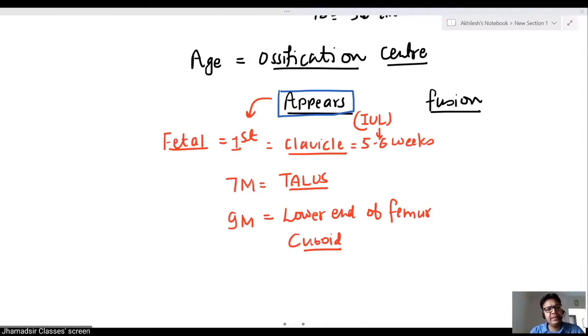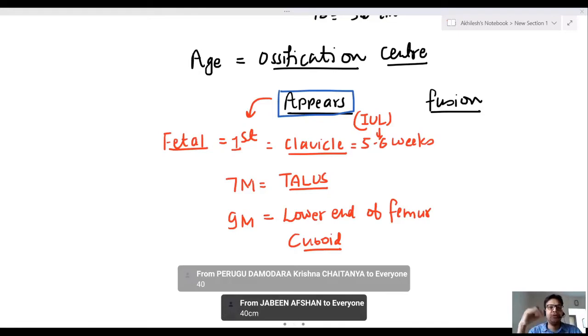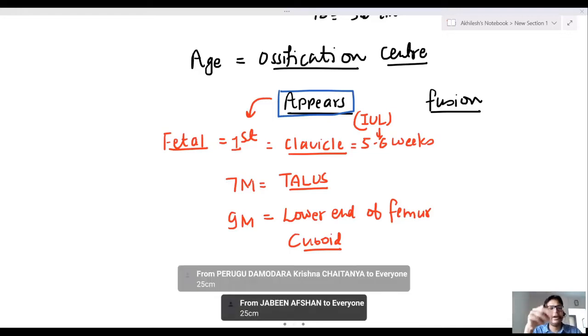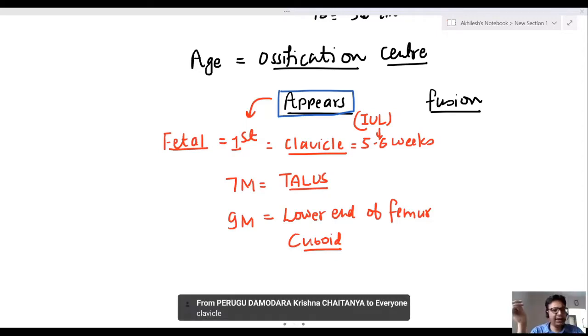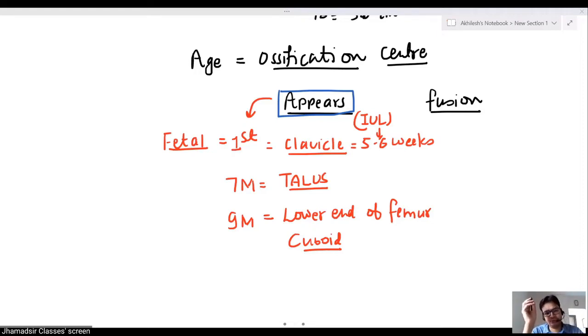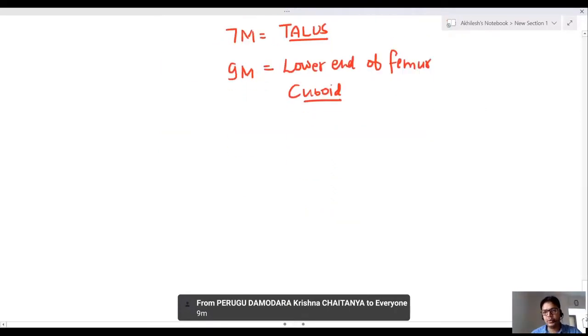At the 8th month of age of the fetus, what will be the length? 8th month, 40 centimeters. At 5 months of age, what will be the length? 25. 5 into 5, because it is square. It's a very simple formula. Which is the first ossification center to appear in fetal life? Clavicle. At the age of 7 months, which center appears? Talus. At what age does the cuboid center appear in fetal life? 9 months. So at 9 months, the cuboid center and lower end of femur appear.